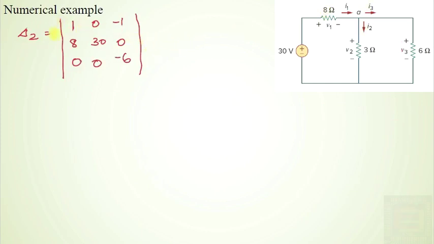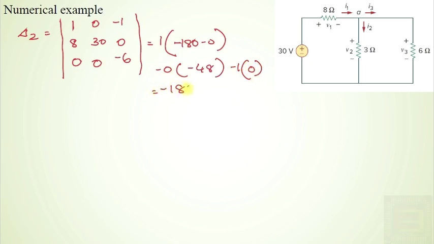Now delta 2 is the determinant 1, 180, 0, 30, 0, minus 1, 0, minus 6. The second column is replaced by the column matrix, and that will be equal to 1 into minus 180, minus 0, minus 0 into 48, minus 1 into 0. So it's equal to minus 180.